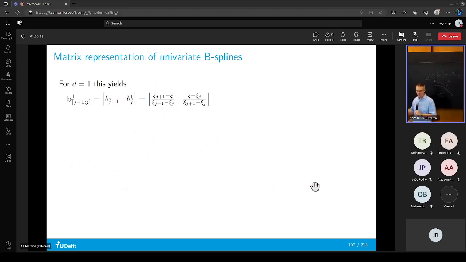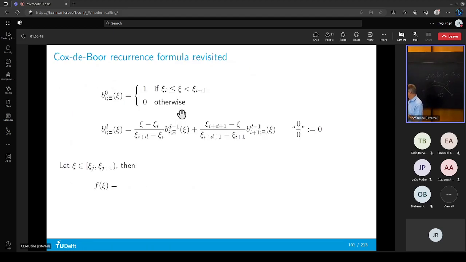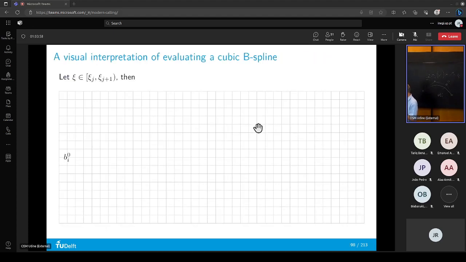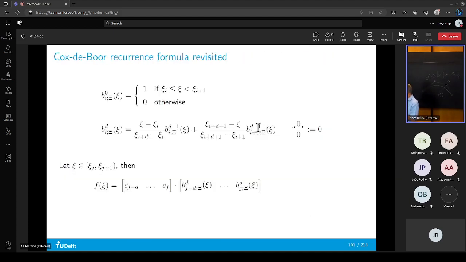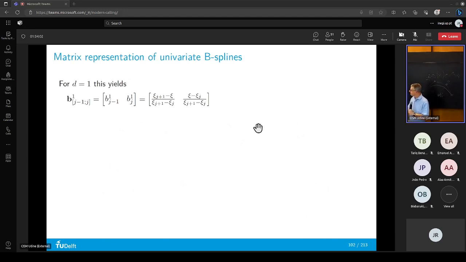Okay, if we are in 1D, the hat function, linear Lagrange. Yeah, I have two basis functions, namely the j's and the j minus 1. If I look at the recursion formula, it's just the recursion formula. This one, it is either this term or that term. Yeah, because it's either this that is 0 and that is 1, or the other way around. So I can write this down as a vector.